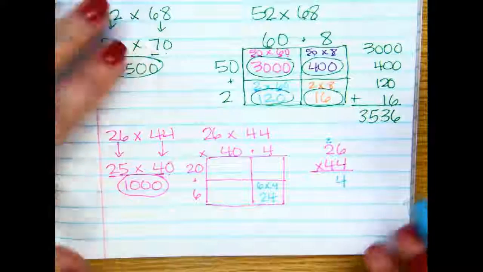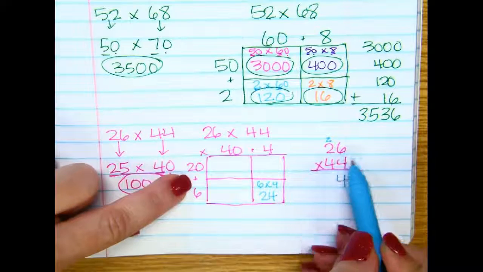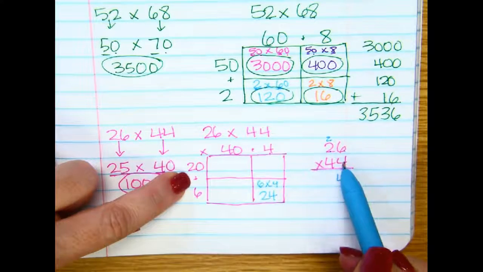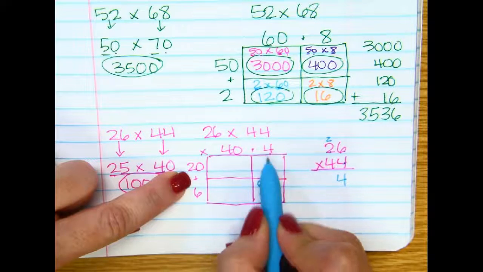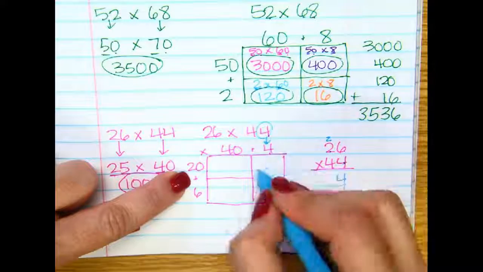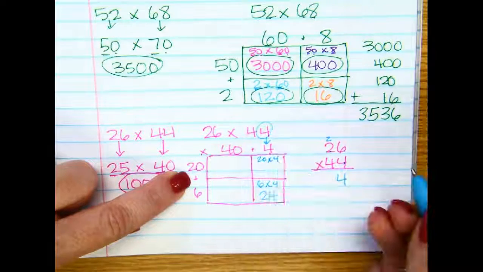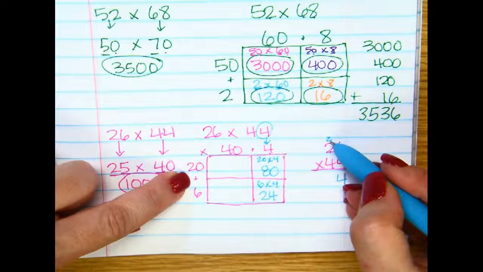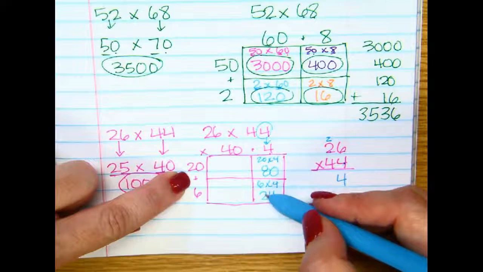So let's look over here at our box model. We have 2 times 4, but it's really 20 times 4. That's what's going here. We're multiplying times this ones place number. So that's where all this goes. So 20 times 4 is going to be 80. And we'll pick up these other two right here in this spot.